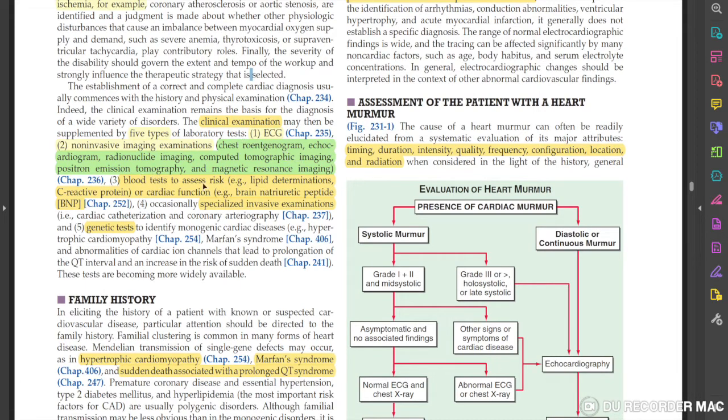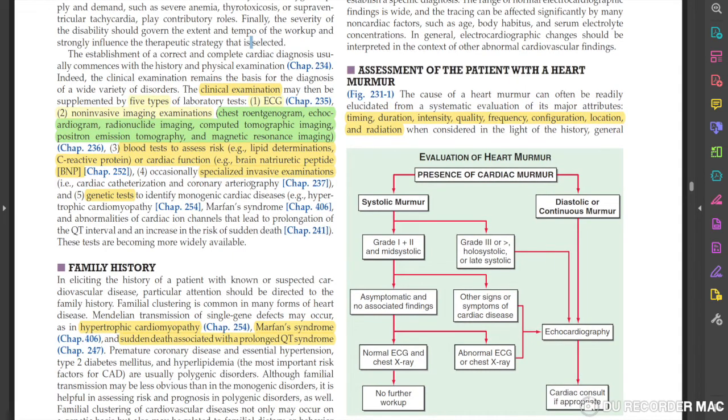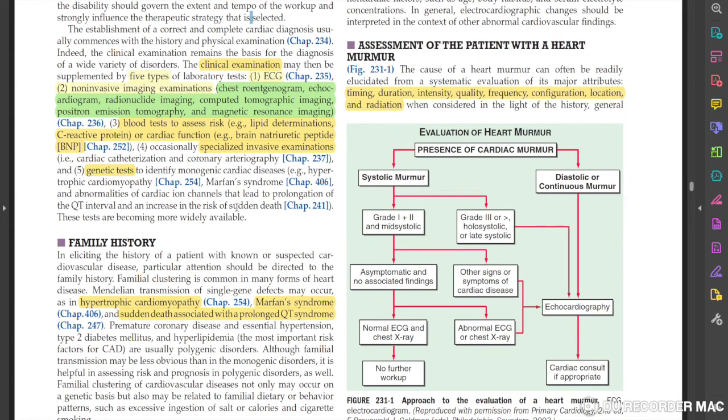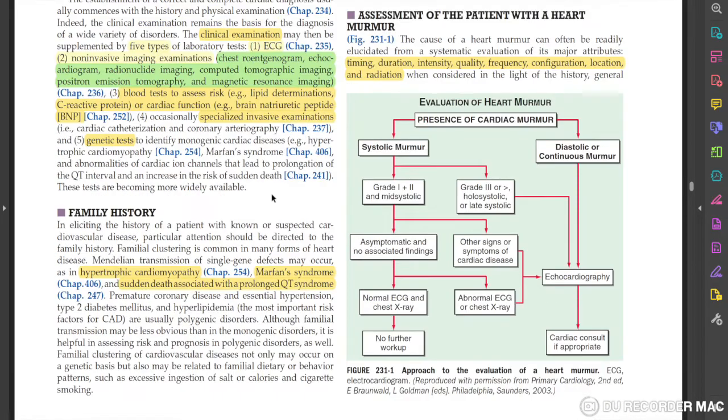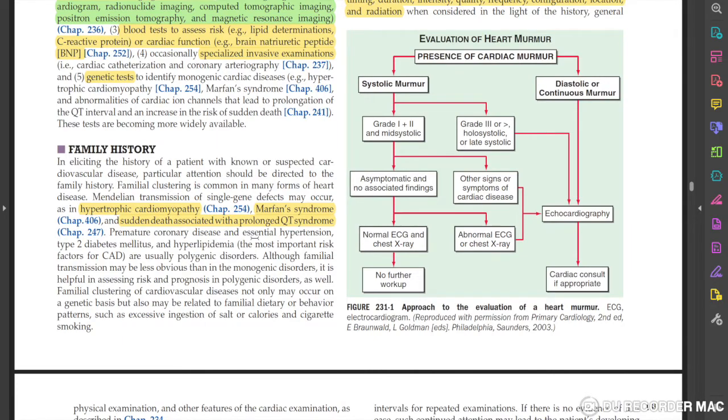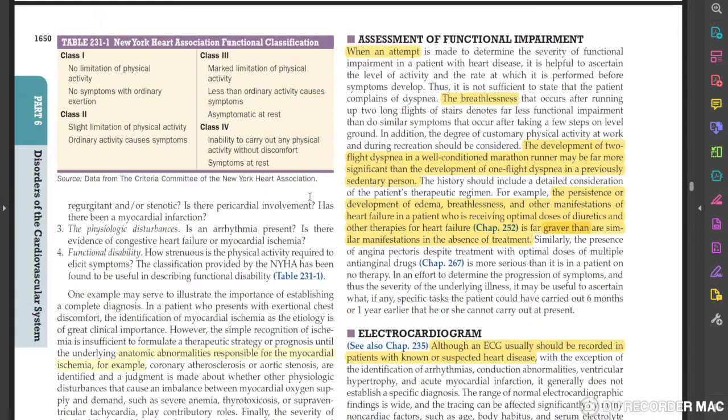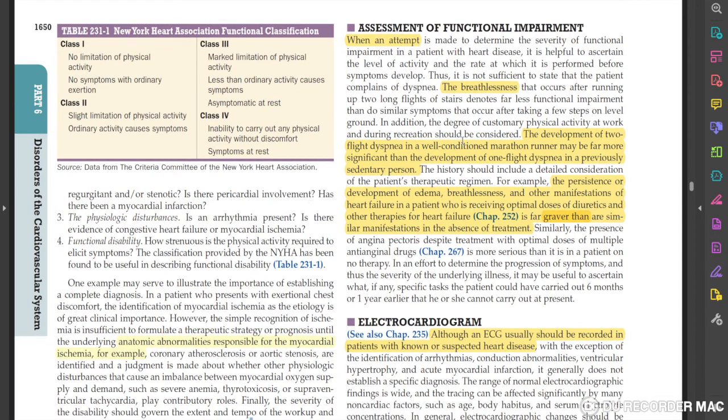Third one is blood tests. In blood tests we will look for CRP, lipid determinations, and cardiac function markers like BNP. The fourth one is occasionally specified invasive examination, and the invasive examination is angiography. The fifth and final one is genetic testing for hypertrophic cardiomyopathy and Marfan syndrome. Family history is important for hypertrophic cardiomyopathy and Marfan syndrome, and also any sudden death associated with prolonged QT syndrome.